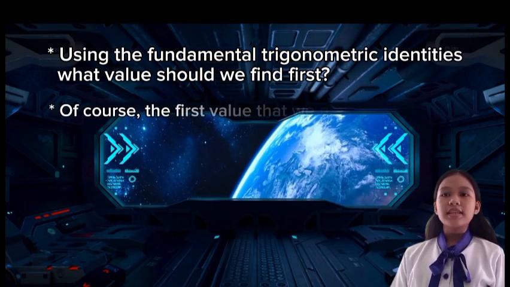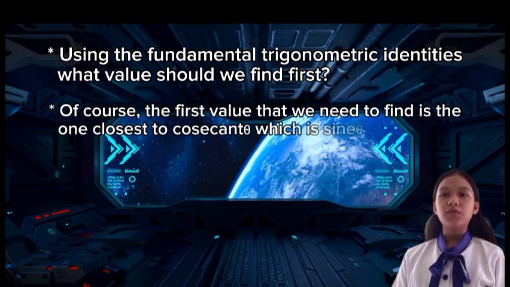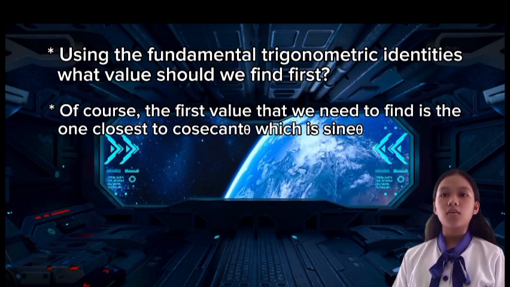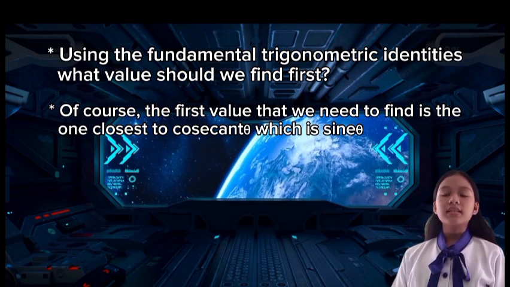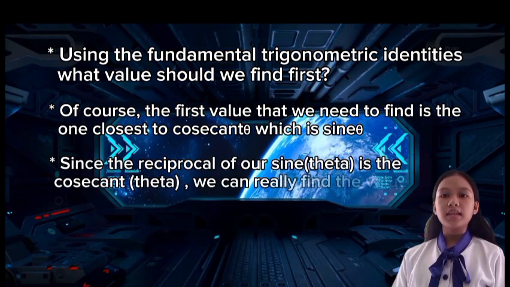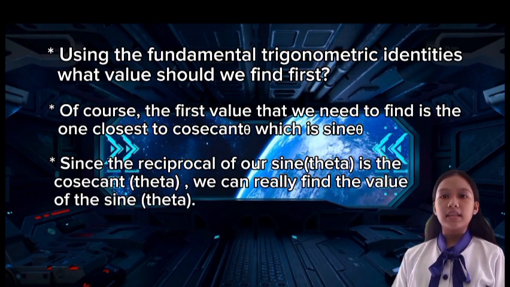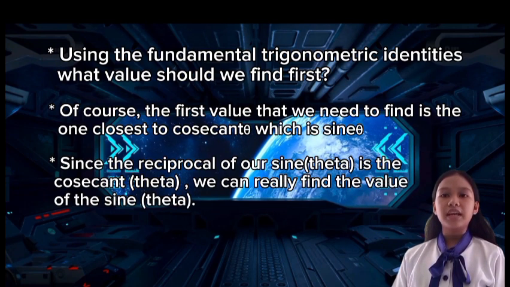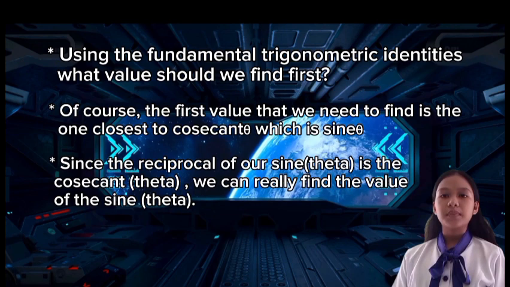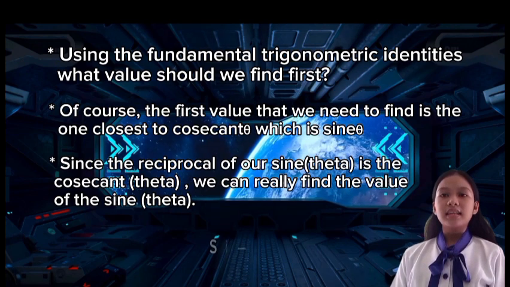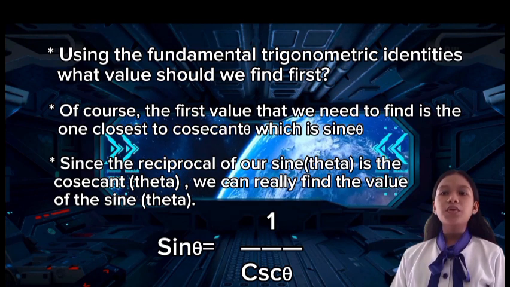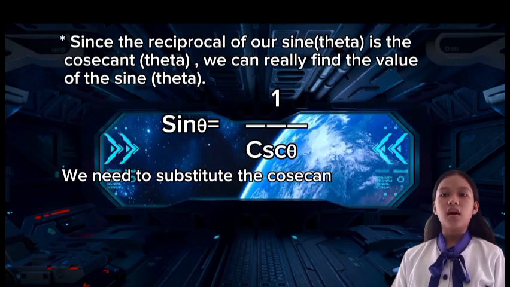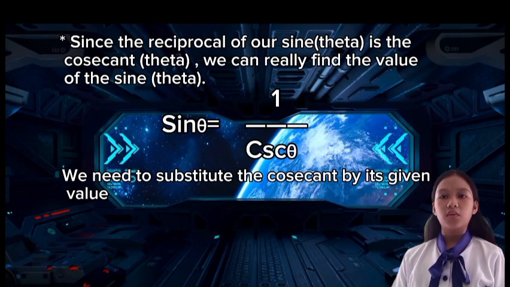Of course, the first value that we need to find is the one closest to cosecant theta, which is the sine theta. Since the reciprocal of our sine theta is the cosecant theta, we can really find the value of the sine theta. So sine theta is equal to 1 over cosecant theta. We need to substitute this cosecant by its given value.